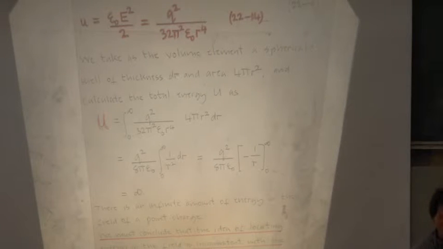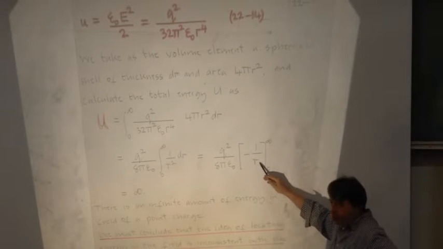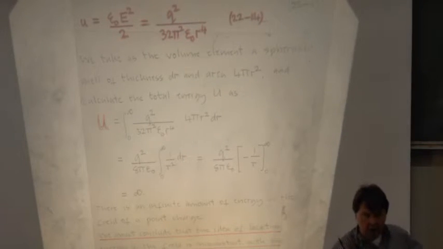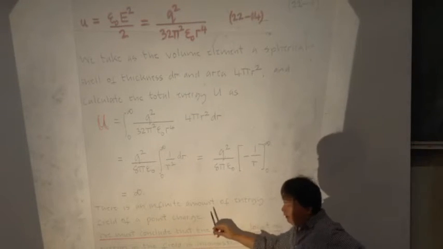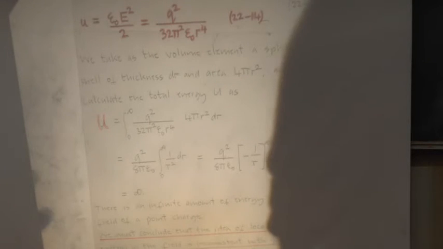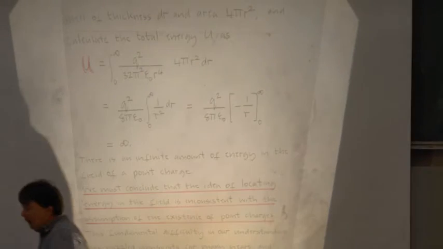And the problem with that result is immediately apparent: from the lower limit, where the radius is equal to 0, we've got a 1 over 0. So if you have a single point charge and you follow through the classical theory, then it has an infinite amount of energy. And so this is, if you like, the final note on the VLE lecture notes. We must conclude the idea of locating energy in the field is inconsistent with the assumption of the existence of point charges.